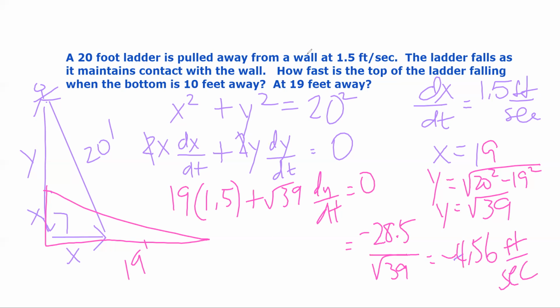Whereas on the old one, when I had the square root of 3 over 2, that particular value was still less than negative 1. So it was falling slower. So yes, as the ladder gets further out, the man on the top is going to fall a lot faster. And in fact, his speed is actually going to be an asymptotic function. Think about why.